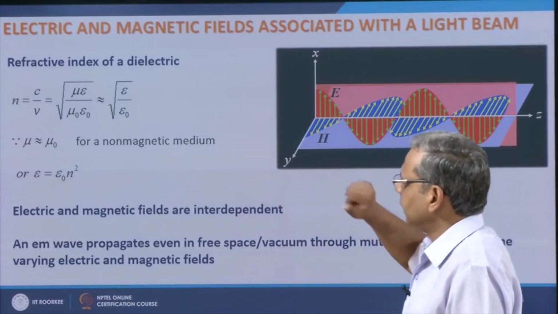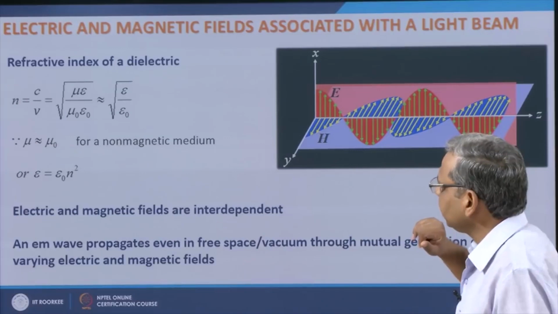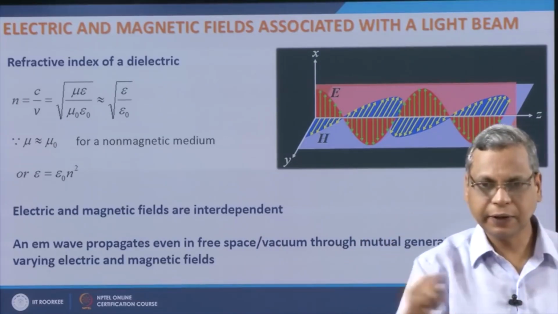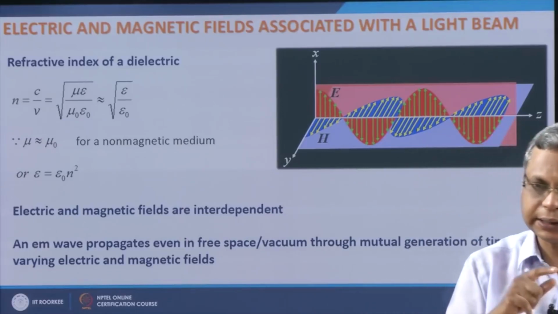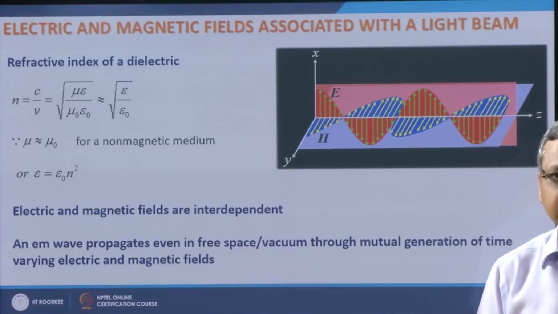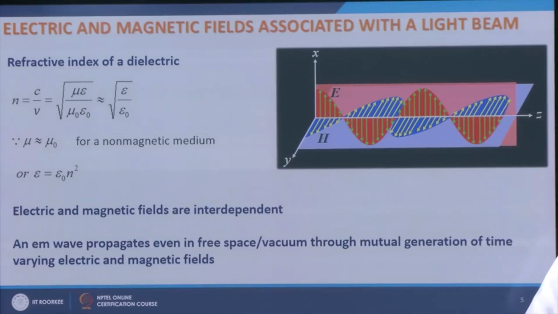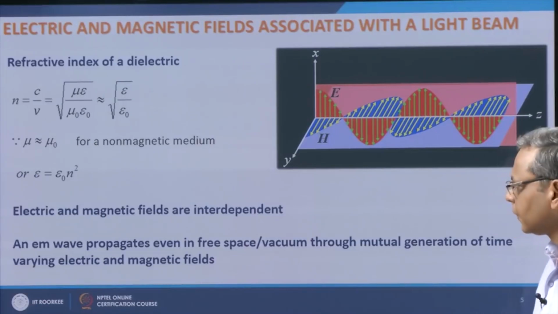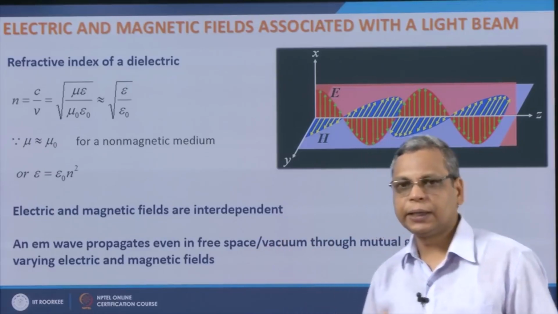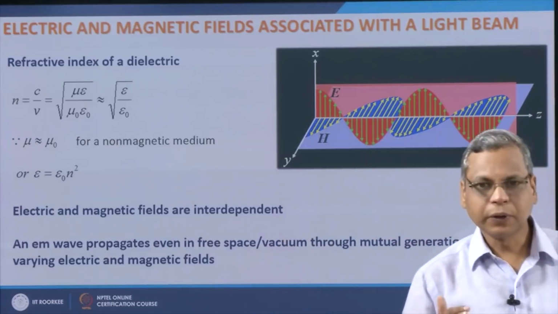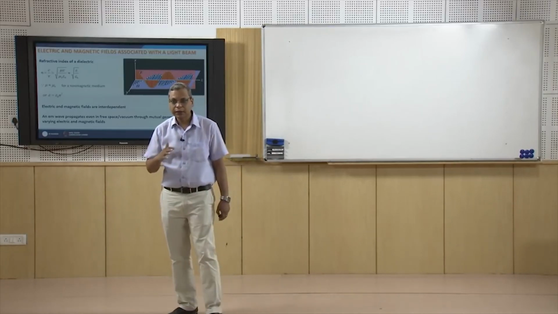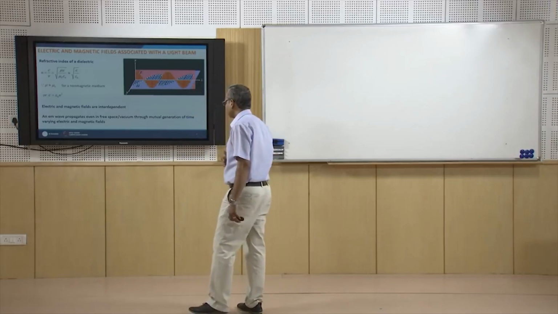We see that electric and magnetic fields are interdependent. You have a time varying electric field which generates a time varying magnetic field, and this time varying magnetic field in turn generates a time varying electric field. So, there is mutual generation of electric and magnetic fields, and it is due to this mutual generation that an EM wave propagates even in free space or in vacuum. They do not require any medium to propagate.